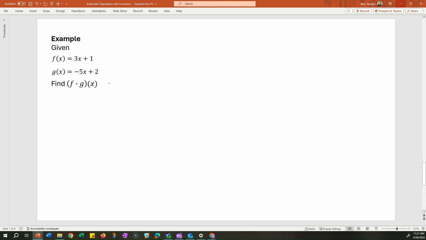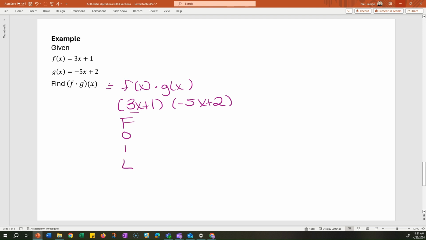So let's try now this problem. So here we have f times g of x. So remember, this is f of x times g of x. So let's plug in what we have. We have 3x plus 1 times negative 5x plus 2. So remember, whenever we're multiplying binomials, we have to use FOIL, right? So we need to multiply first times first. So 3x times negative 5x, which gives me 3 times negative 5 is negative 15. x times x is x squared.